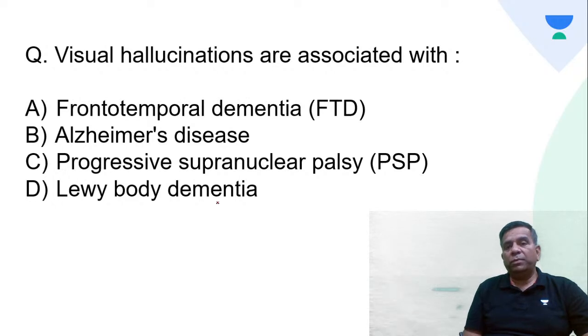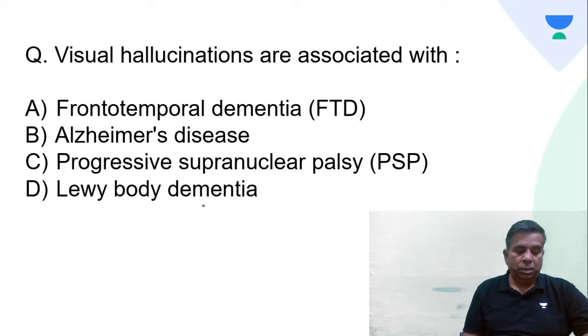Now, visual hallucinations are associated with, so that's also an interesting MCQ. Visual hallucination in psychiatry we all know indicates organicity. But in dementia, it almost leads to a diagnosis. So which is the dementia where we see visual hallucination the most?